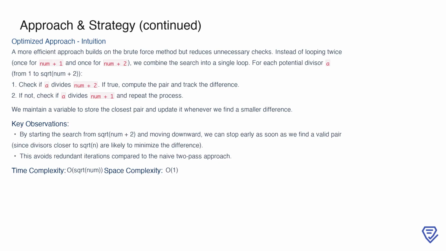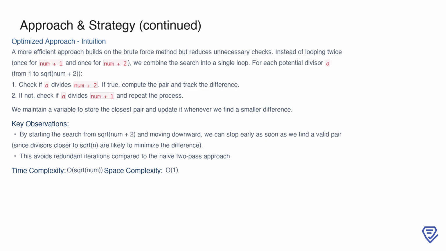By starting the search from the square root of number plus 2 and moving downward, we can stop as soon as we find a valid pair, as divisors near the square root are more likely to yield minimal differences. This approach avoids redundant iterations and is computationally efficient, maintaining the same time complexity of sqrt number, but eliminating unnecessary repetition.